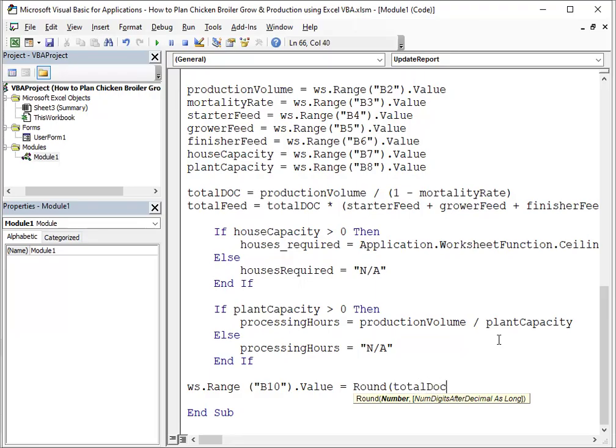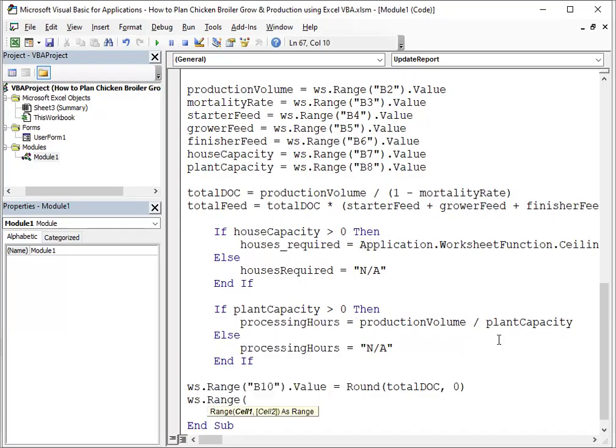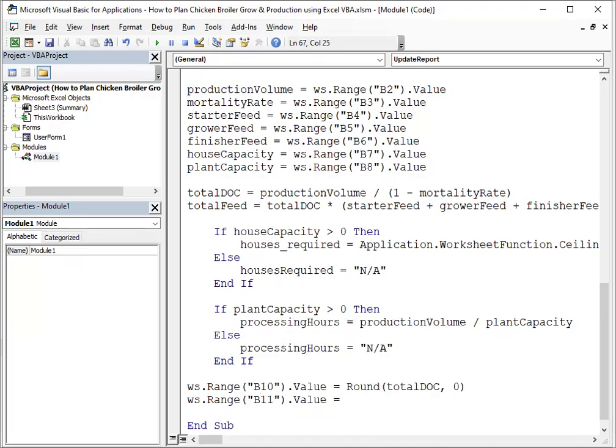This is not important, but you can also do this just for the sake of exercise. Round means rounding off the decimal places, make it a whole number. ws.range, and the next one I showed you earlier would be B11. Don't forget the quotation mark and then close it, then .value equals, again I'm gonna round it. But this time it's for the total feed, comma 0, no decimal places.